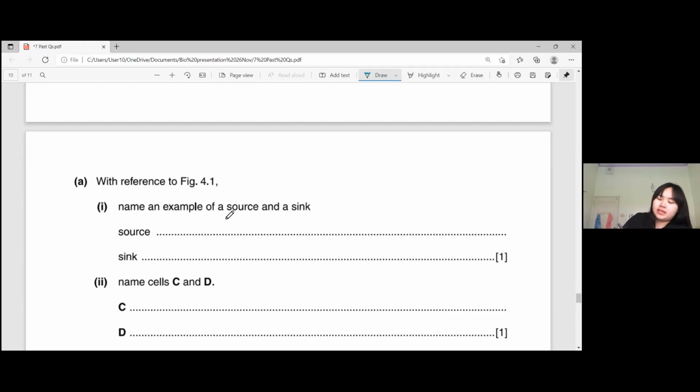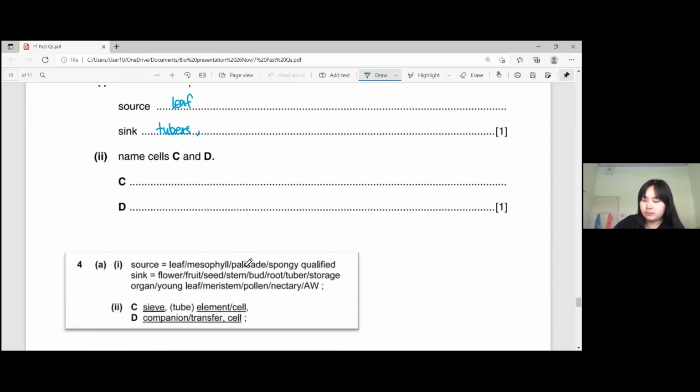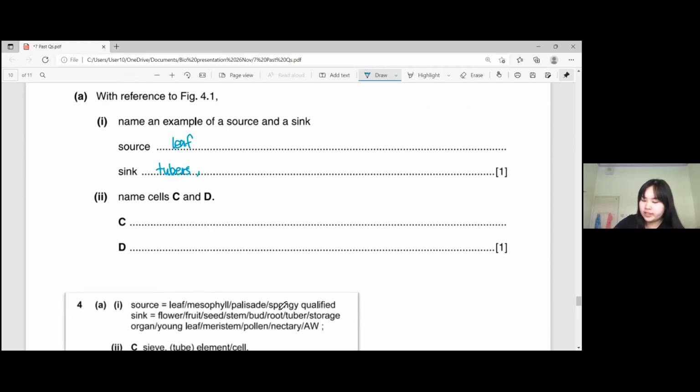Sink: tubers, yes. Zhixian got it. Tubers. And for the source, yes, the leaf. And in the masking, there are more examples there. So after this, you all can look at the examples.